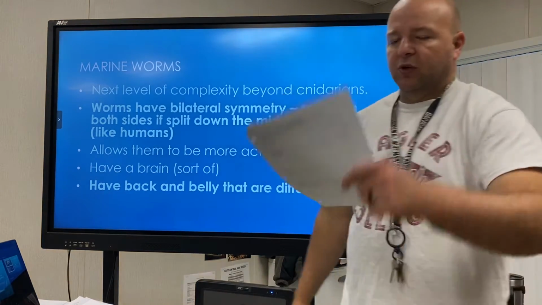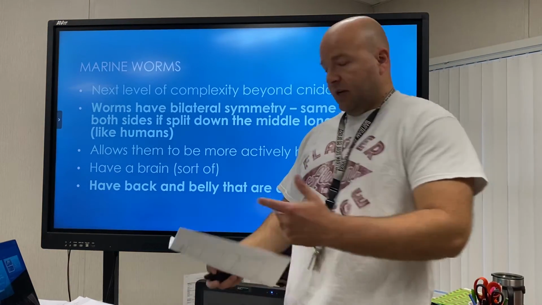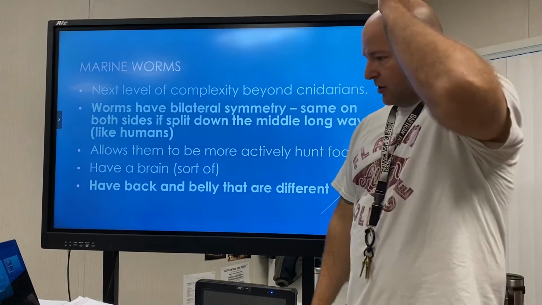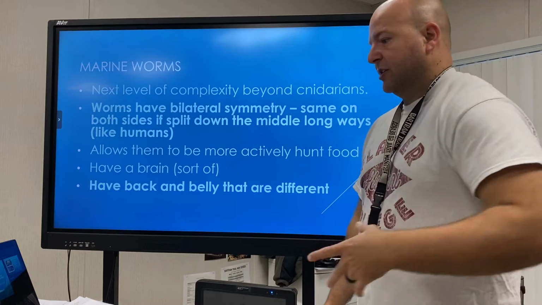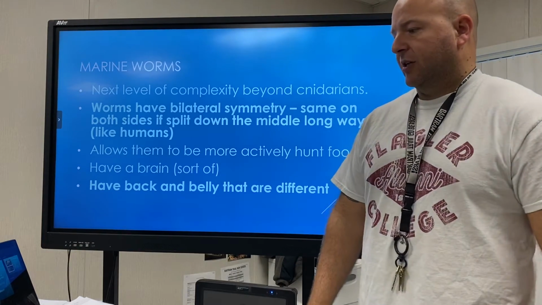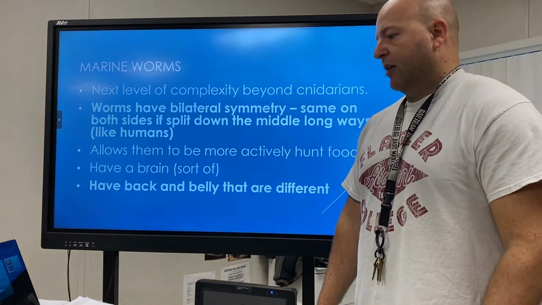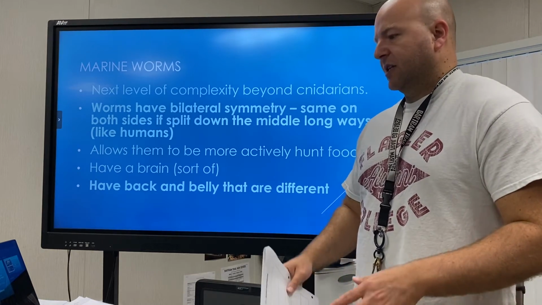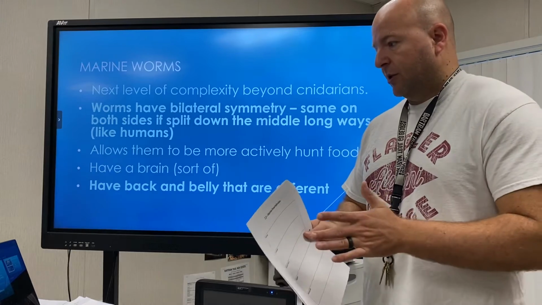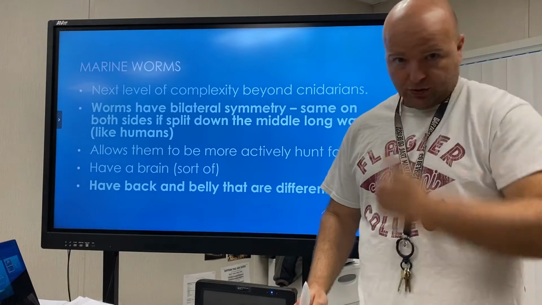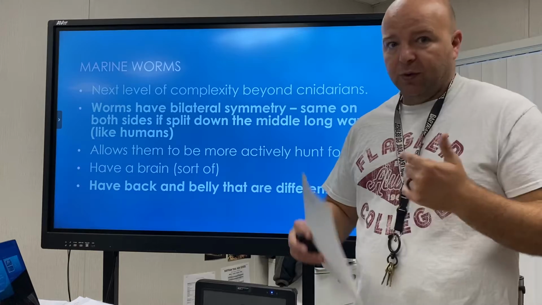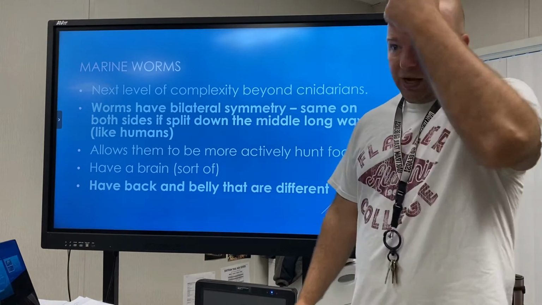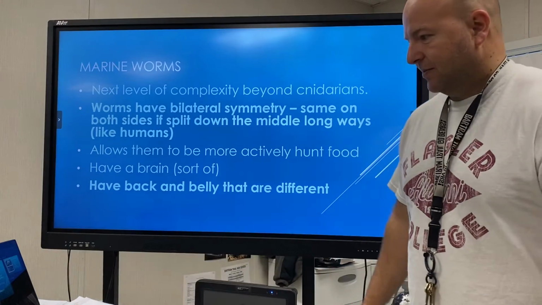Now we move on to marine worms. This is the next level of complexity now beyond cnidarians. We're kind of working in order of complexity from simple to more complex here. So worms have bilateral symmetry, which means that they are the same on both sides, meaning split down the middle long ways, similar to humans, roughly the same on both sides. I mean, maybe very, very minor differences, but I have bilateral symmetry, as do you.